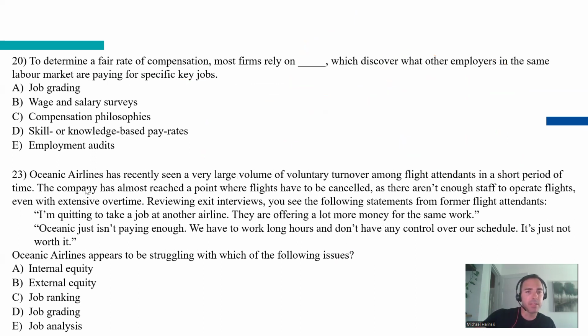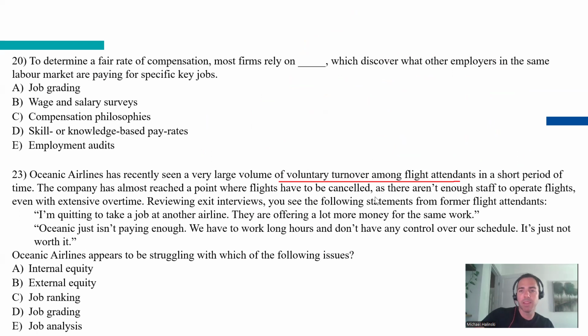All right, the second question. Ocean Airlines has recently seen a very large number of voluntary turnover among flight attendants in a short period of time. Voluntary turnover is when they choose to leave the organization. You're not terminating anybody, they're choosing to leave the organization. The company has almost reached a point where flights have to be canceled.